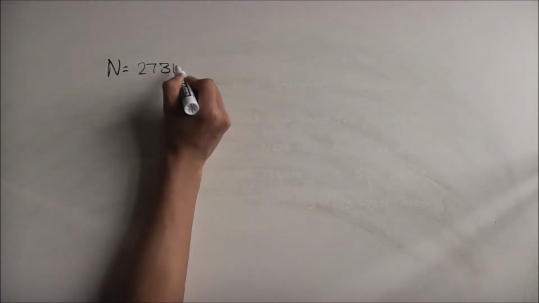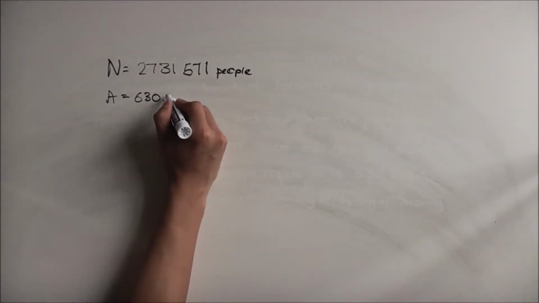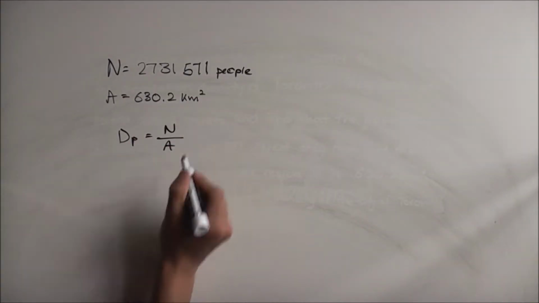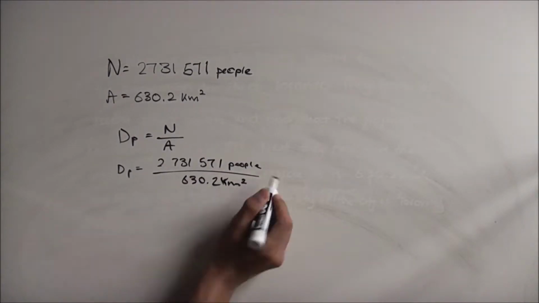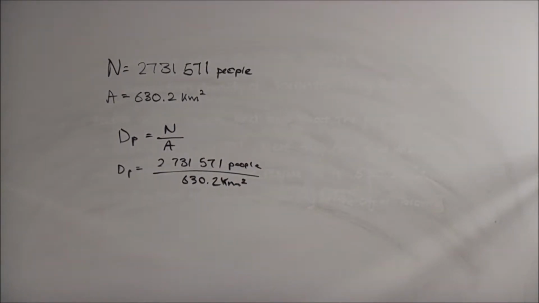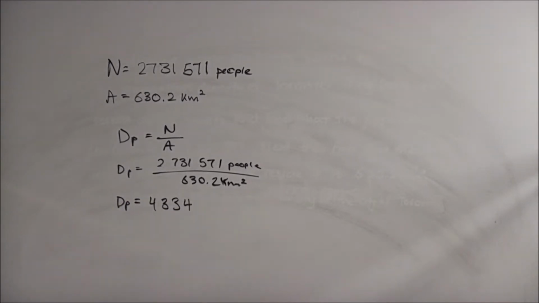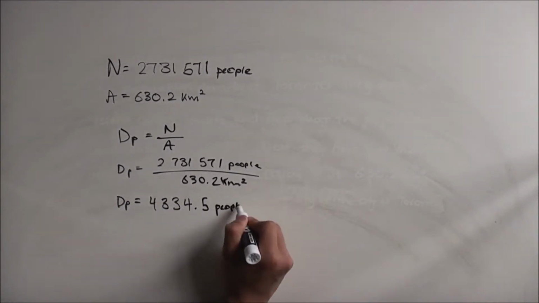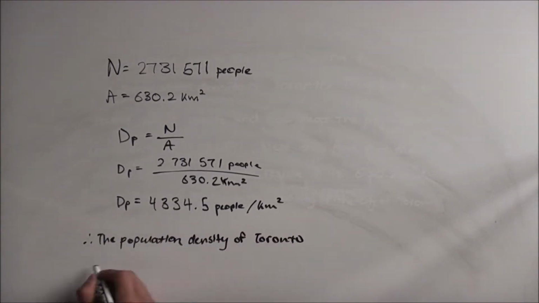Okay, so you were given n, which is 2,731,571 people, and you are also given a, which is 630.2 square kilometers. Now you can simply plug it into the equation that we were given earlier, DP is equal to n over a, and you get your population density, which is 4,834.5 people per square kilometer. Now remember that the units are always very important, you should never leave them out.